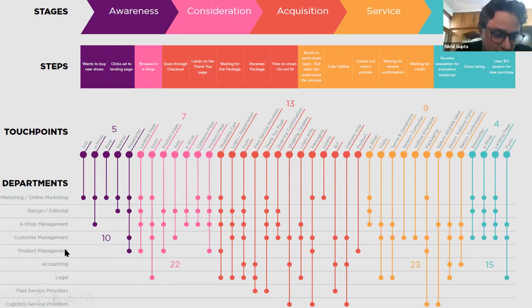So now if you see, you can have all your backstages listed below, like departments, and now at that stage, where are they going. Currently what happens is you have 5 interactions, you see 1, 2, 3, 4, 5. But in these 5 interactions, there are 10 sub interactions happening across departments. Then in this 7, you have 22. Then in this 13, the acquisition stage, where you're saying thank you, there are far more.